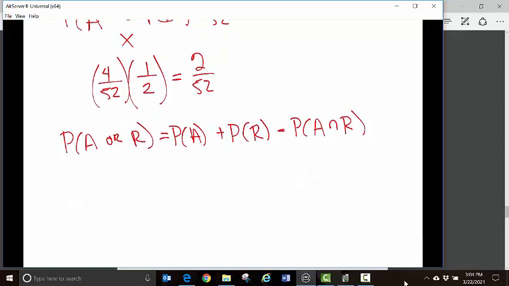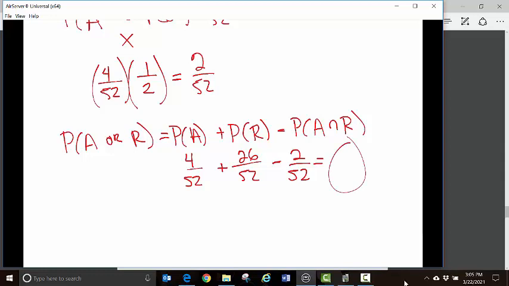What's the chance of it being an ace? 4 out of 52. What's the chance of it being a red card? 1/2, or 26 out of 52, right? Minus, how many red aces are there? 2 out of 52. And that would give you your answer.